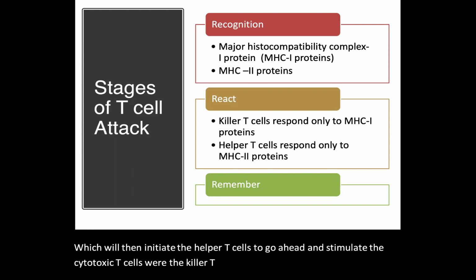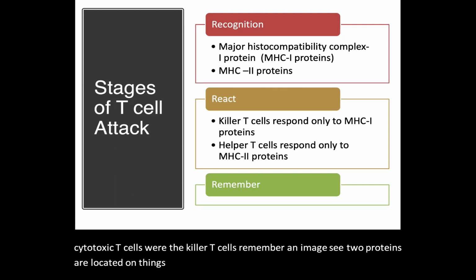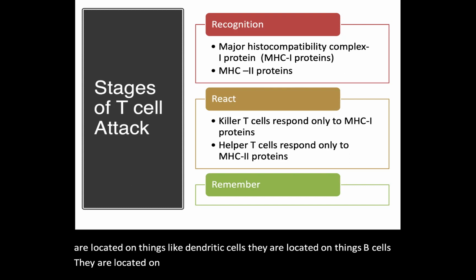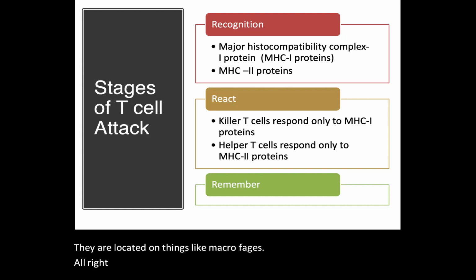Remember, MHC2 proteins are located on things like dendritic cells. They are located on things like B cells. They are located on things like macrophages. All right, and so there's a little bit of an intermediary step with that.